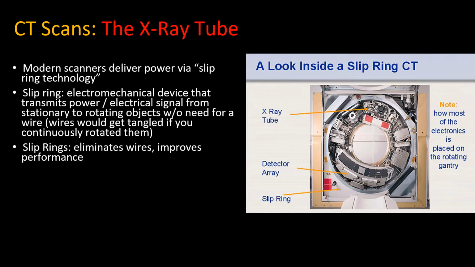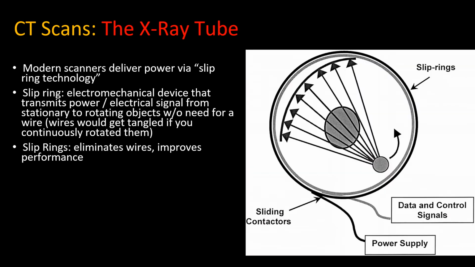And modern CT scanners use a slip ring technology. If the machine had wires, they would all get tangled as it rotates around the patient. So instead, the slip ring are these contacting parts that just slide over each other. Basically, you just need to know that the slip ring eliminates wires and it improves CT performance.